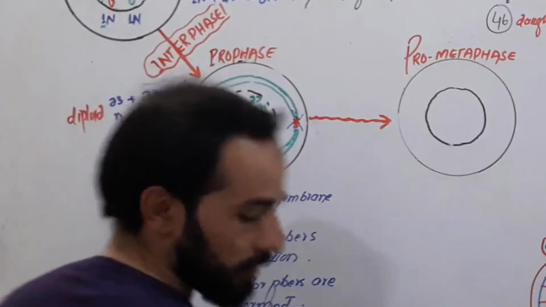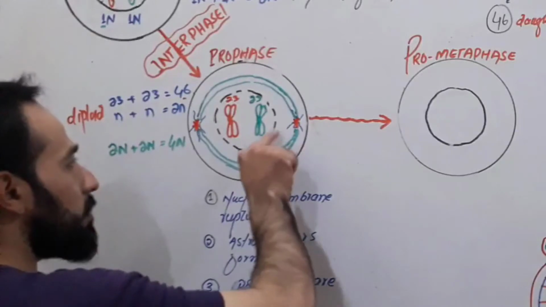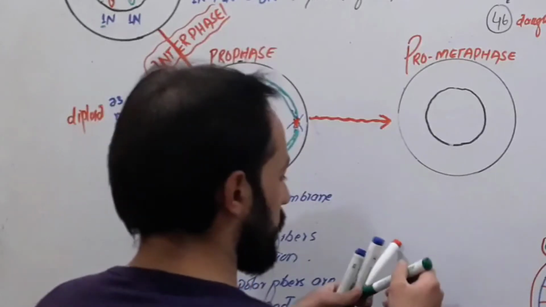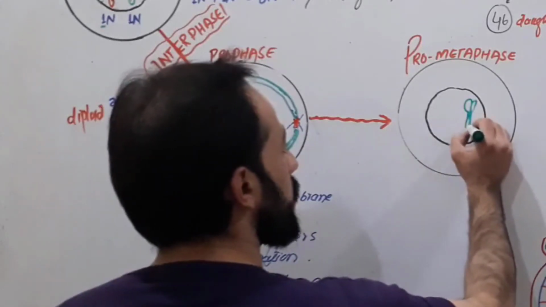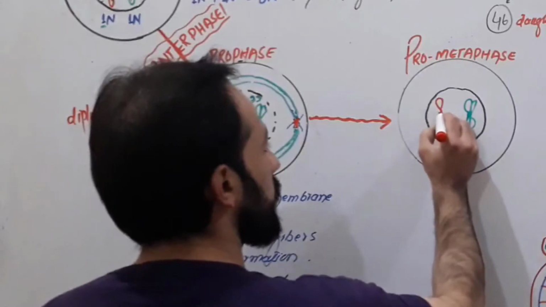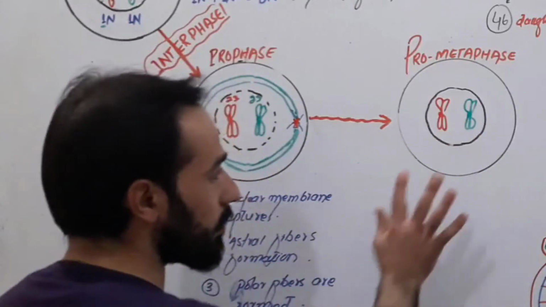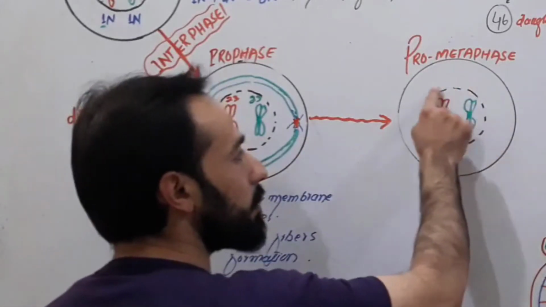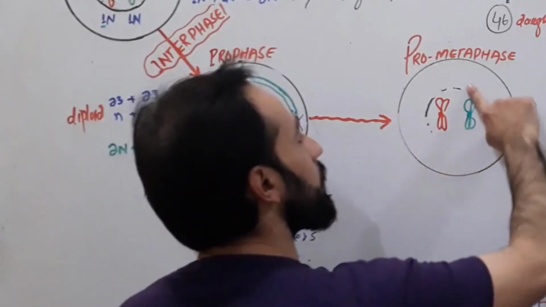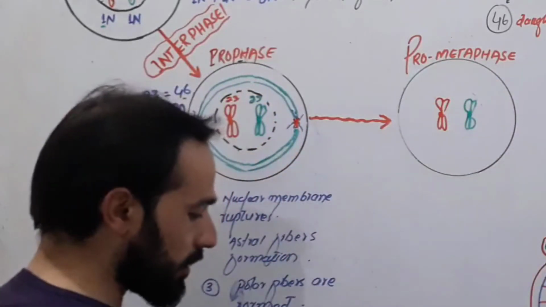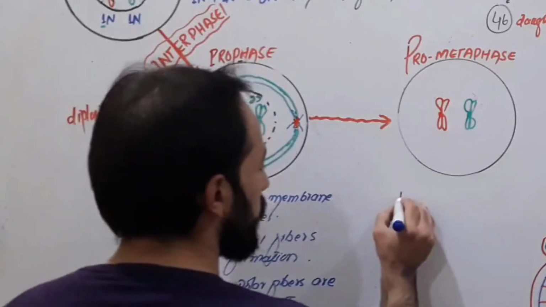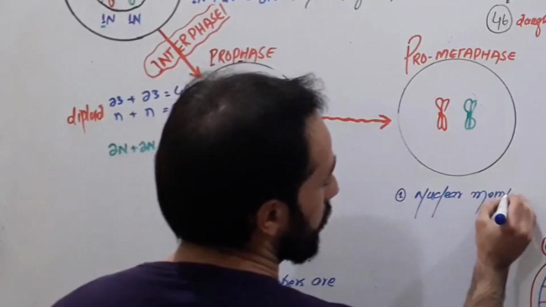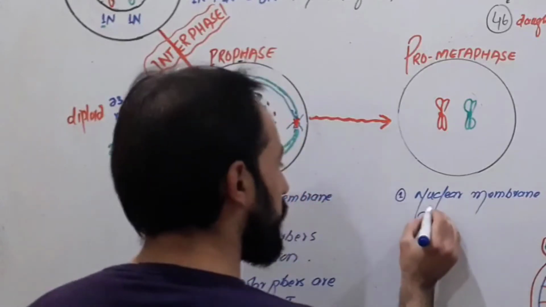prometaphase? Look carefully. During prometaphase, the nuclear membrane which has been ruptured here, right? That nuclear membrane will vanish during prometaphase. Look carefully. The nuclear membrane is ruptured here. That ruptured nuclear membrane during prometaphase will disappear. Done. So what happened during prometaphase? The first thing, the nuclear membrane disappears.